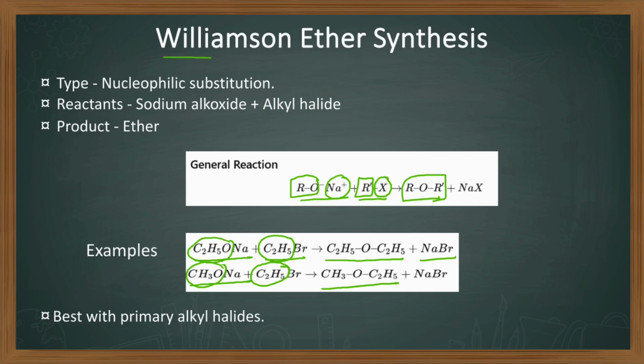This Williamson ether synthesis gives the best results for primary alkyl halides. The drawback with using secondary and tertiary alkyl halides is the production of elimination product along with substitution product. So it works best with primary alkyl halides.